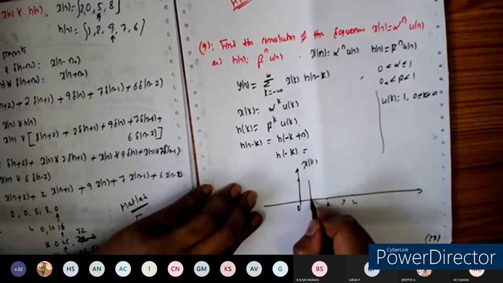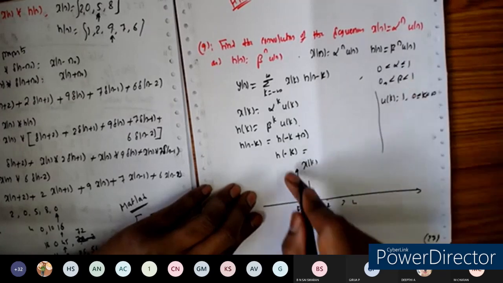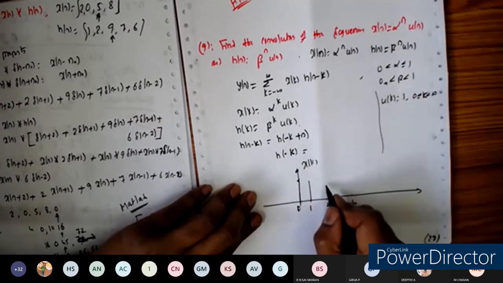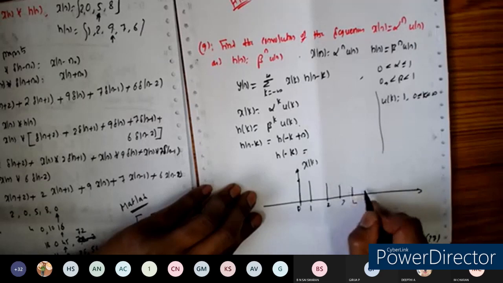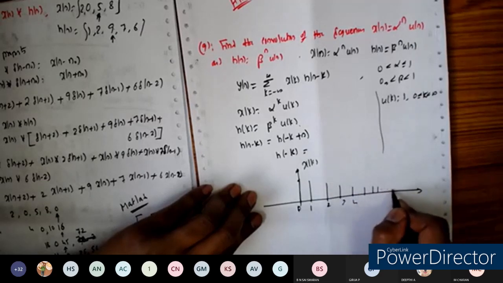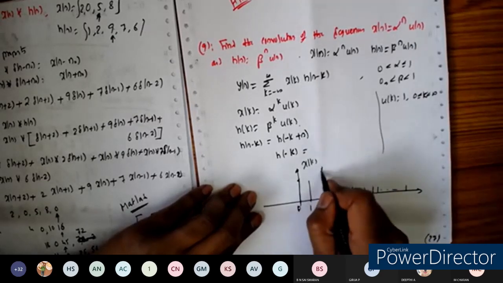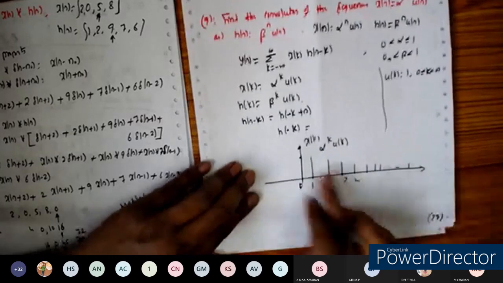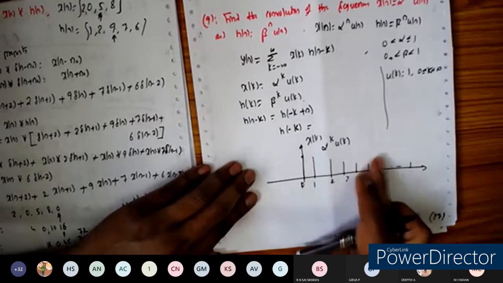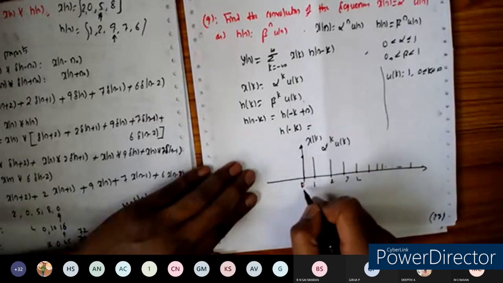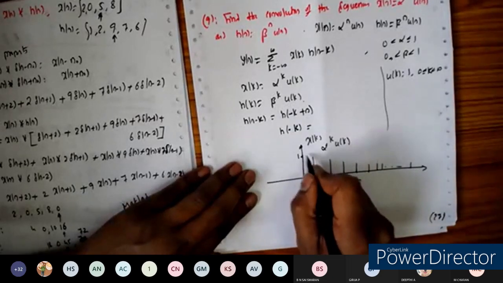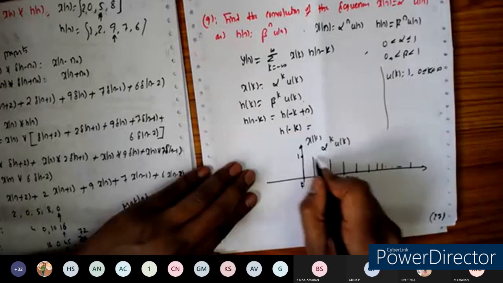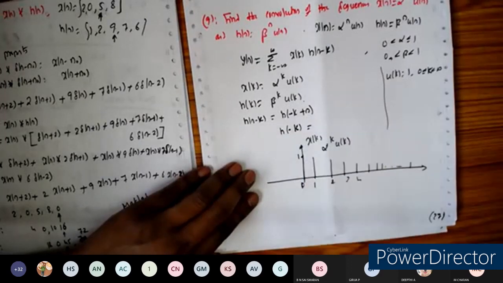Since alpha can take a value less than 1, it will be an exponentially decaying signal. So this is alpha to the power of k into u of k. The sequence will be like this. At k equal to 0, it will be 1, the maximum value, and it decays like this. Got it now?